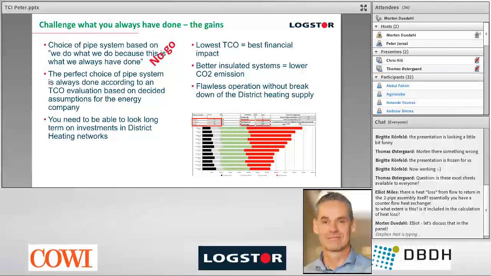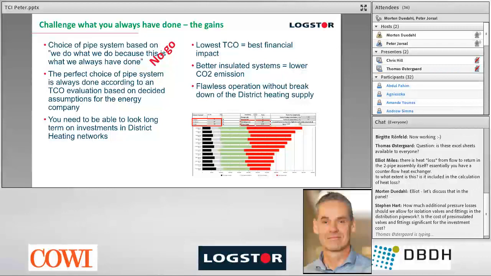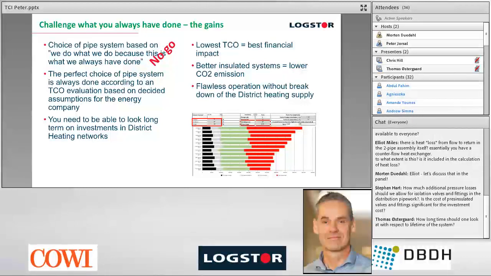So the bang for the buck, as Thomas expressed, is that when you look at the lowest total cost of ownership, then you will also have the best financial impact in the long run. You will have better insulated pipe systems, and that will result in lower CO2 emission, something that is very much in the discussion nowadays in the world. And you will secure an operation of your system without unforeseen failures. And if you have some failure, then you will be able to react in time. And you will make sure that you will have the expected lifetime of the system.